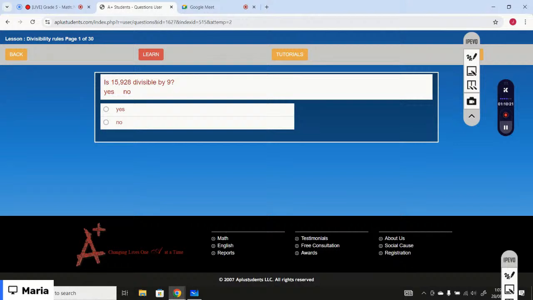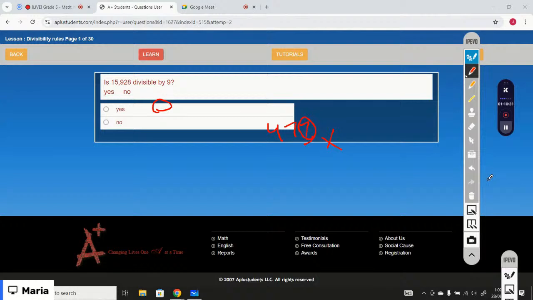Now let's just start with the first example. That is, is 15,928 divisible by 9? So you have to see if 15,928 is divisible by 9. You have to apply the divisibility test for 9, right? We just learned the divisibility test for 9. That is, you need to add all the digits of the number. That is 8 plus 2, 10, and 9 is 19, and 5 is 24, and 1 is 25. Now you have to see if the sum is divisible by 9. Is 25 divisible by 9? No. 9 times no number is 25, right?